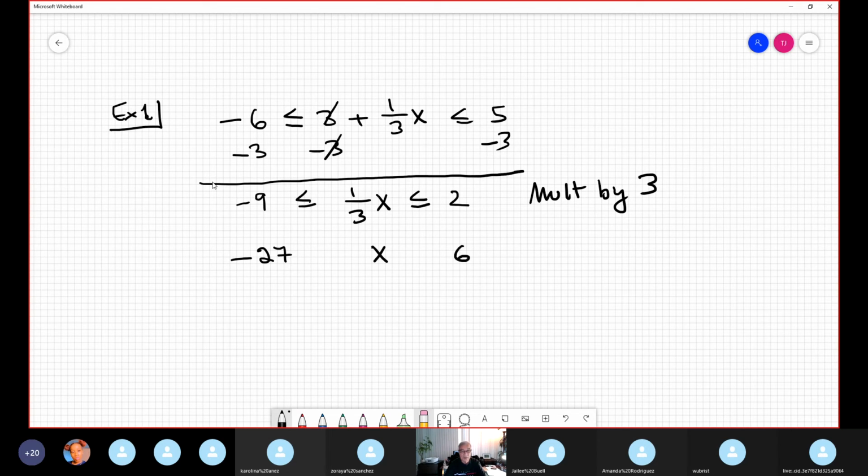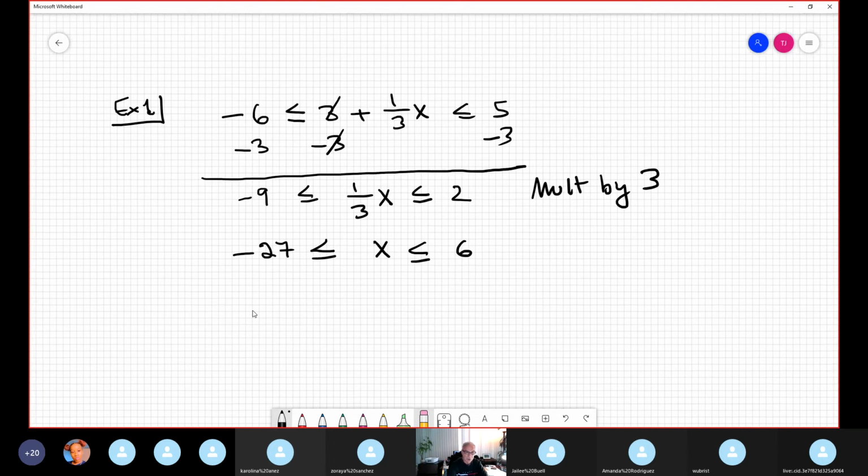And what happened with the sign? Stay the same or reverse it? What do you think? Reverse it or stay the same? Come on. Okay. Stay the same. Why? Because you are multiplying by a positive number. If you multiply by a negative, you reverse. But in this case, no. Stay the same. So when you multiply by a positive, the sign stays the same.